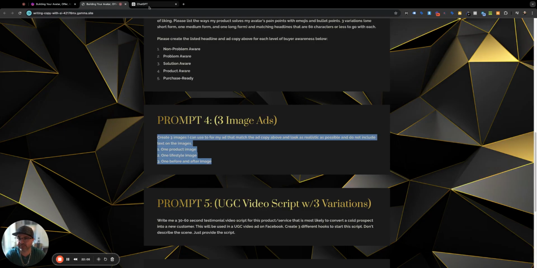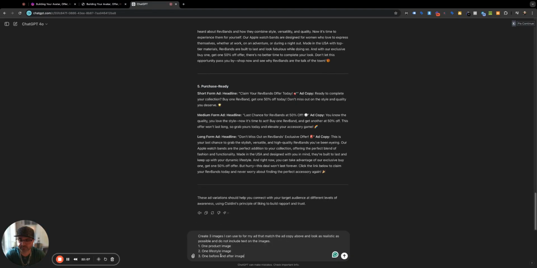We're just going to copy and paste this. Create 3 images I can use for my ad to match the ad copy above and look as realistic as possible, and do not include any text on the images. 1 product image, 1 lifestyle image, 1 before and after image.